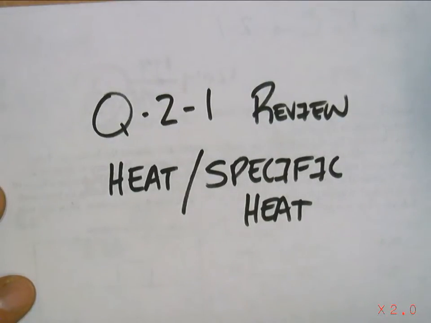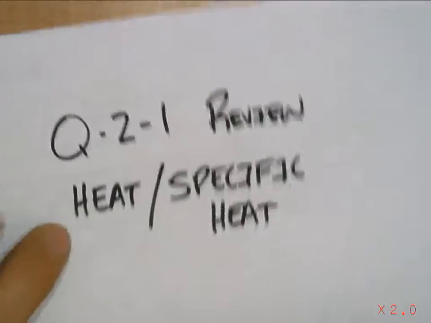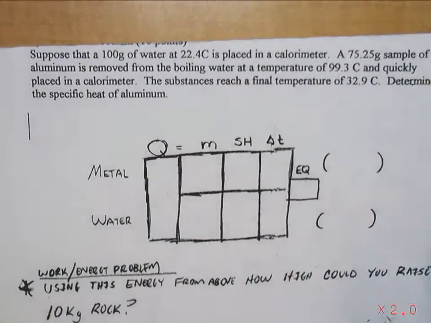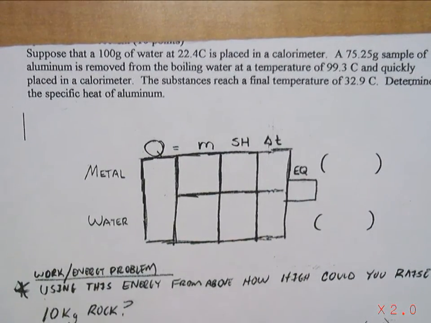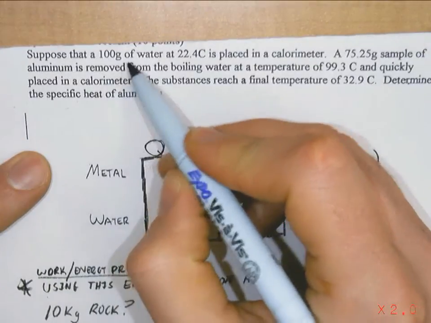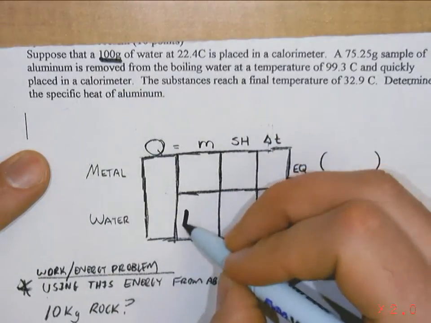Okay, so we got our second part of our review for Q-2-1. This time it's dealing with heat and specific heat. So we just kind of want to look through here and fill in this chart the best we can. We want to pick out the important information, like we have 100 grams of water.